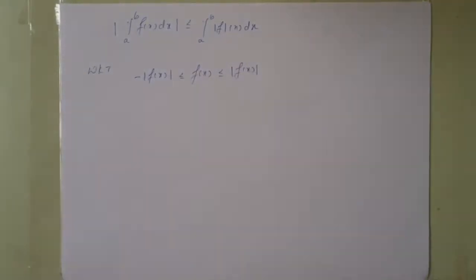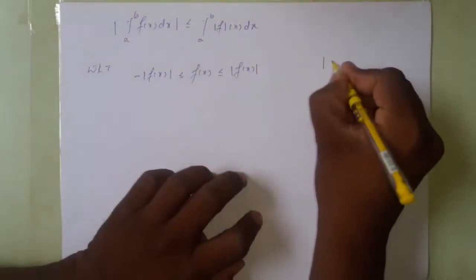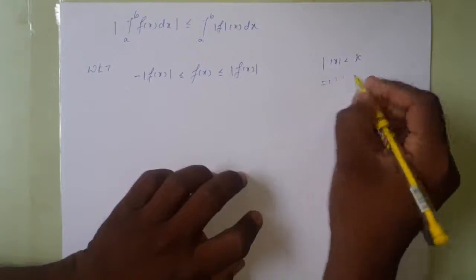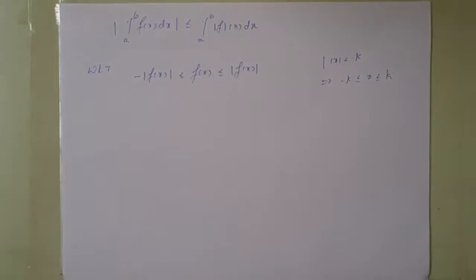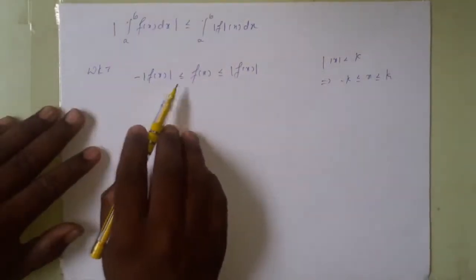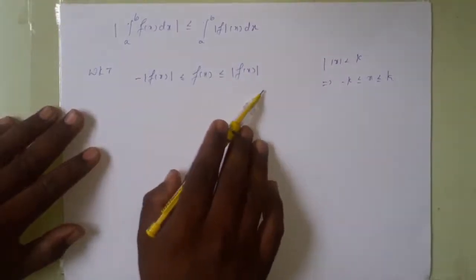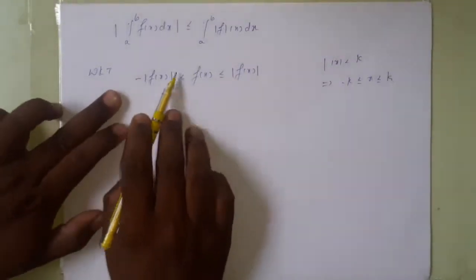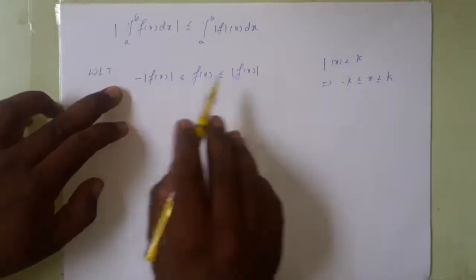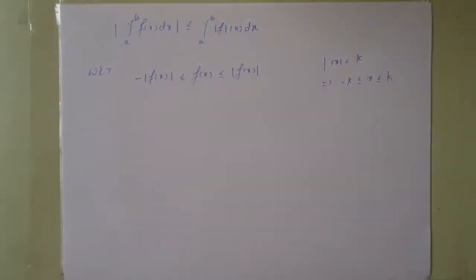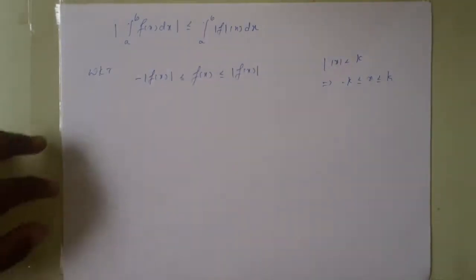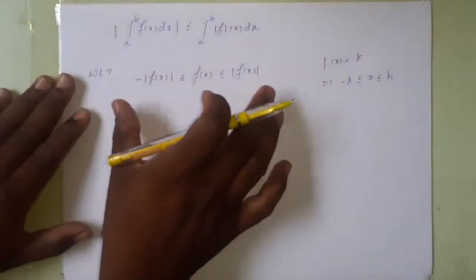So it is the property of the modulus function, because here if mod x is less than or equal to k, it implies that minus k is less than or equal to x less than or equal to k. So therefore, by using this one we can say that minus of mod f of x is less than or equal to f of x is less than or equal to mod f of x. Minus of mod f of x means it is the negative value of the modulus function and this is the positive value. So therefore, any function lies between negative and positive values since it is the bounded function. So therefore, this is the consideration.